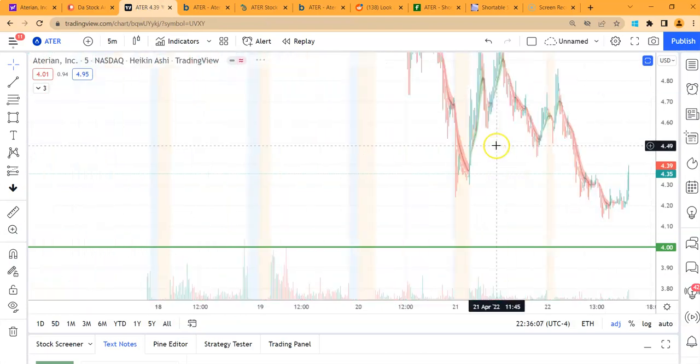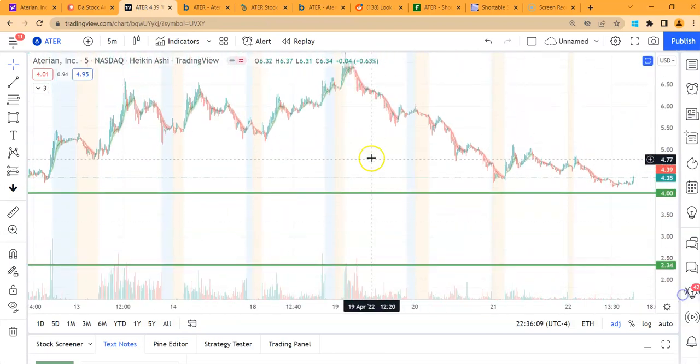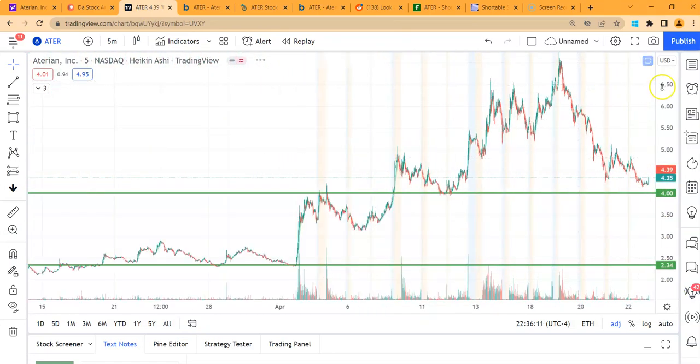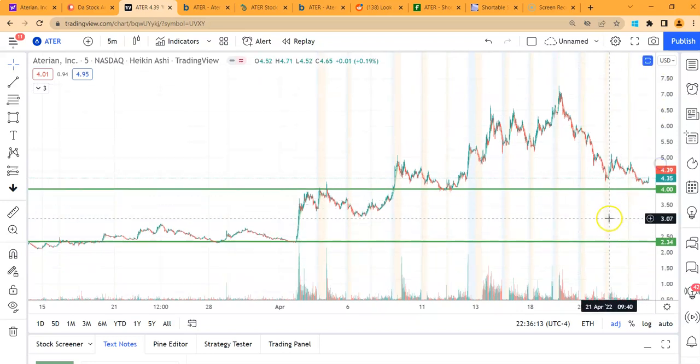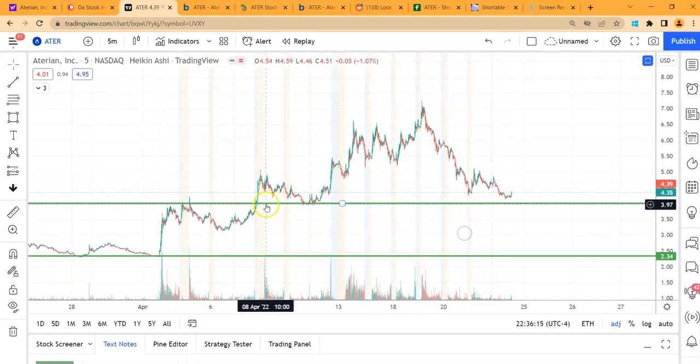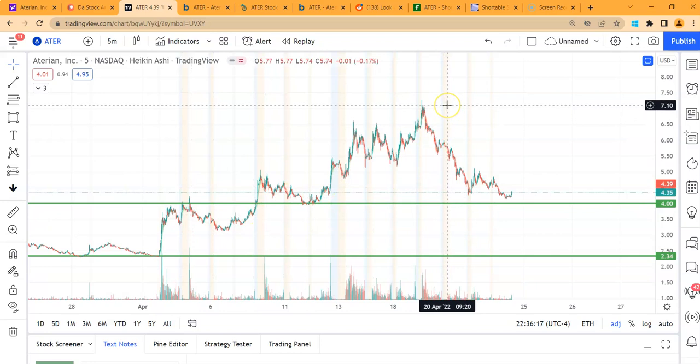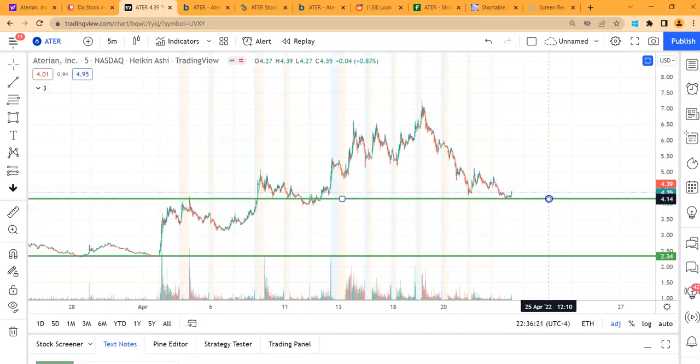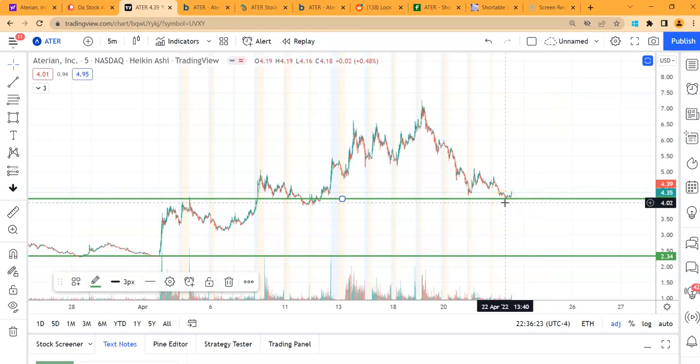Now let's have a quick look at the price action. I want to give you two types of scenarios here, right? So first of all, it seems like it had a peak here, then it came down, and now it is trying to bounce off this particular area, which is right around 4.15.